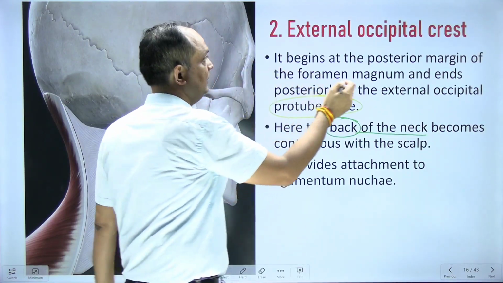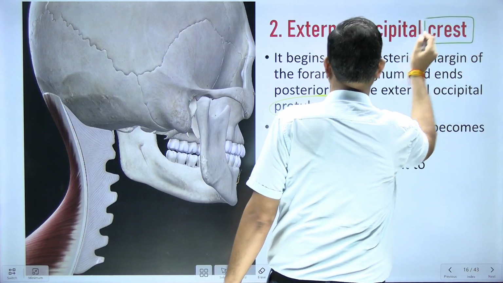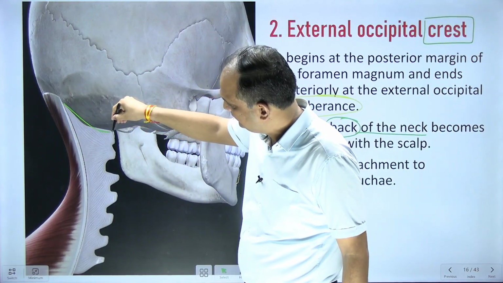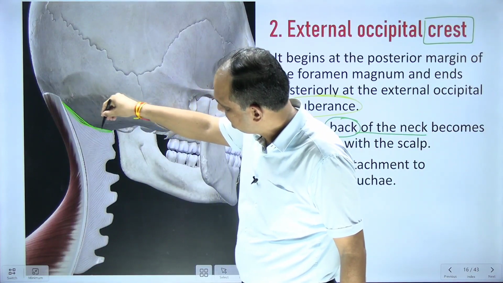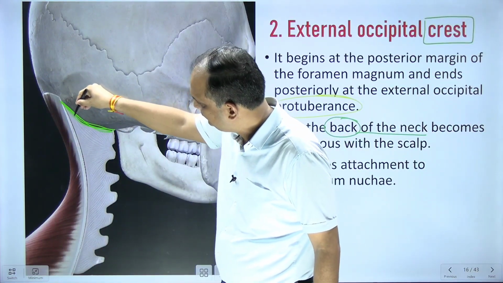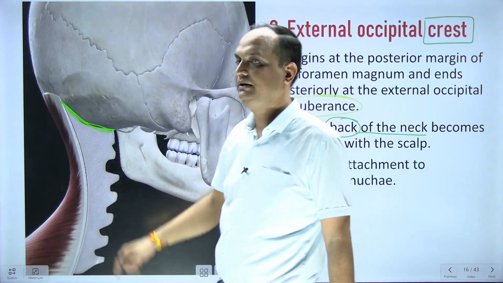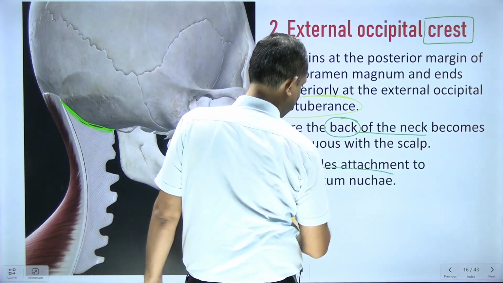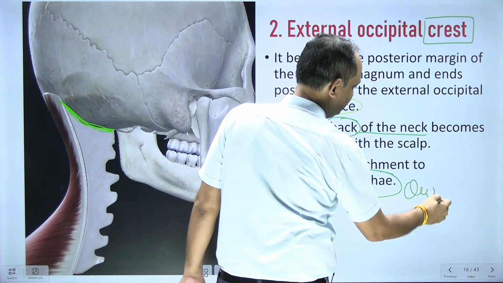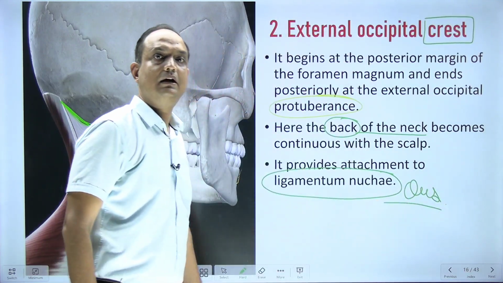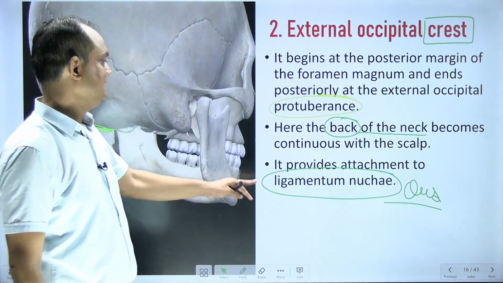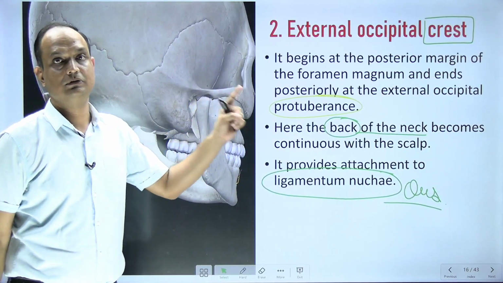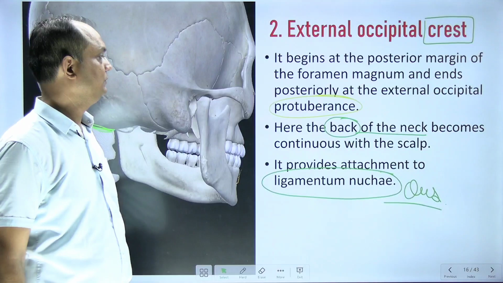And when you talk about the attachment on the crest, here you can see this white-colored ligament. This ligament is attached along the whole length of your crest, and it is known as the ligamentum nuchae. So this is the question. Many times you get this question again and again in exams: which structure is attached on the external occipital crest? Your answer has to be the ligamentum nuchae.